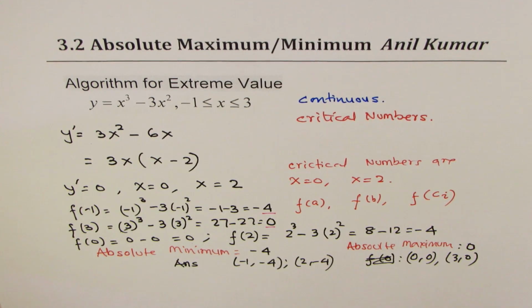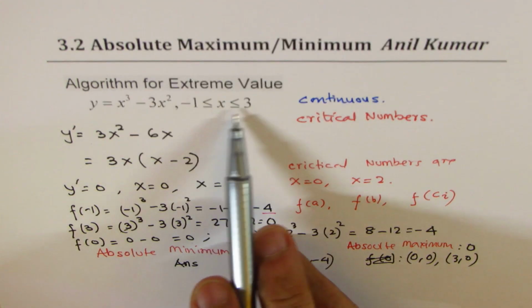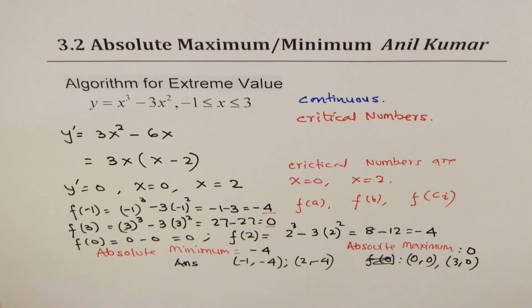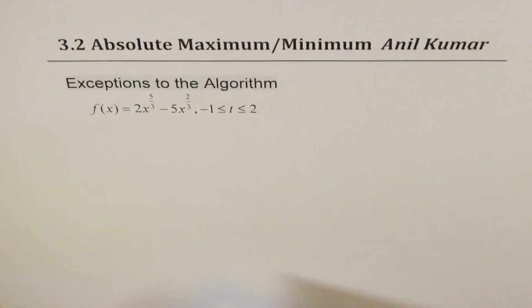Perfect. So I hope that helps. Note that both the critical numbers were within the assigned interval and therefore we compared their values. Perfect. Okay. Let's move on and take the next example.